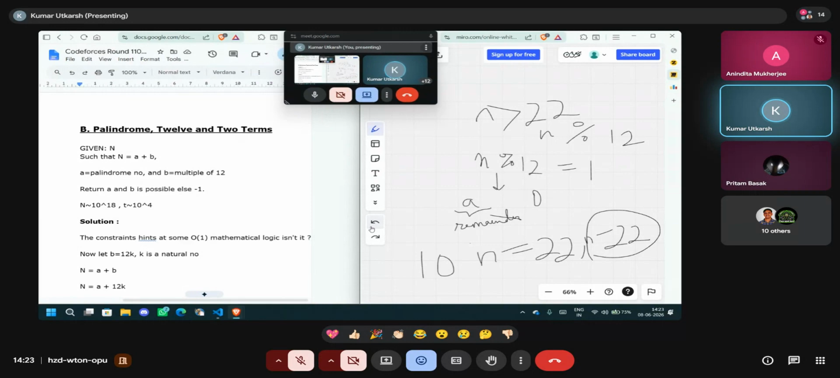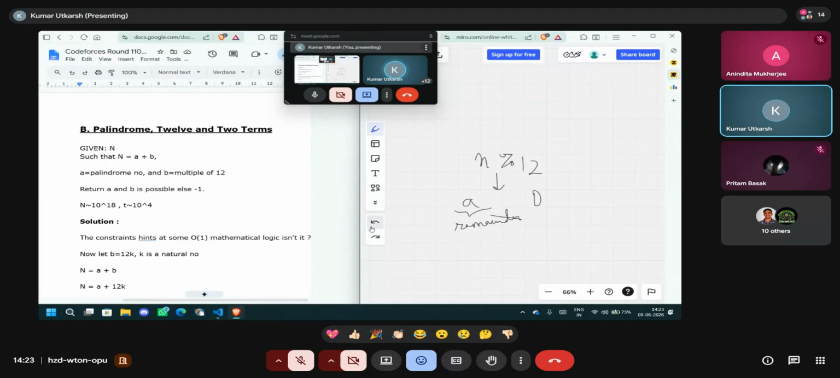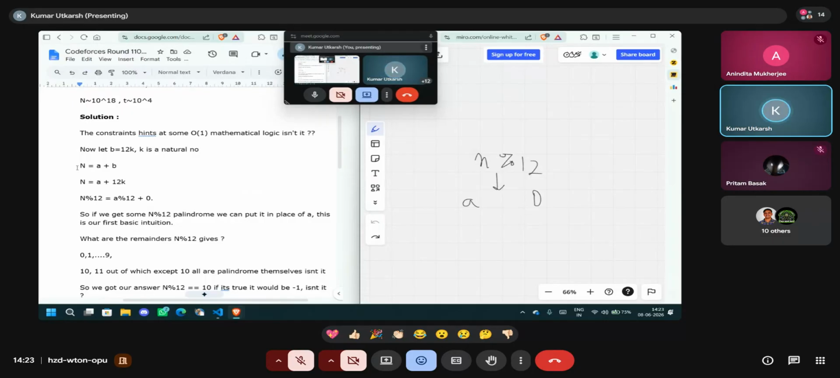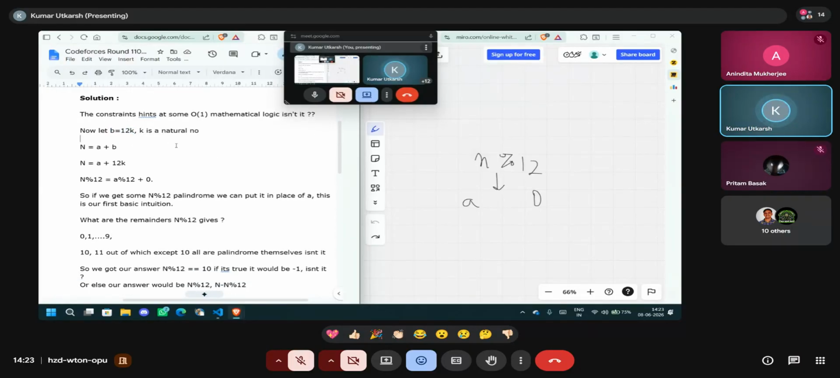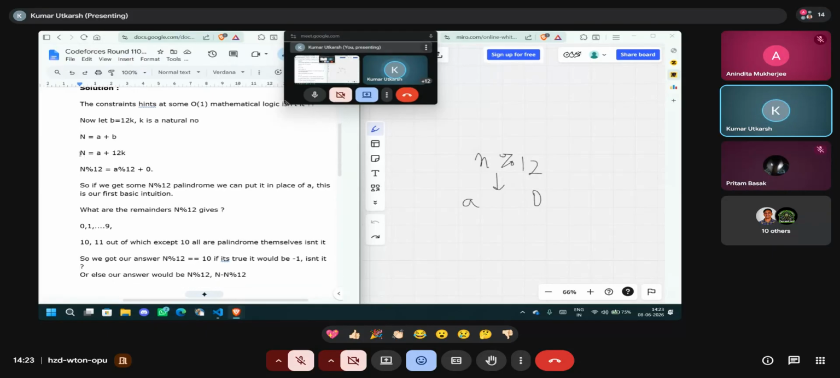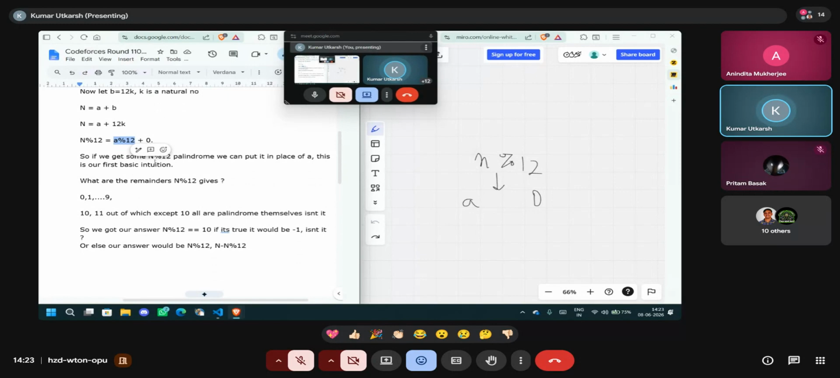Yeah. So let's see how we can prove it mathematically, as it's a straightforward maths question, right? So what do we do? First, let's look. n is equal to A plus B, right? Let us consider B is equal to 12k. Let k be a natural number. We know B is a multiple of 12, right? So n is equal to A plus 12k. So taking mod 12 on both sides, it's A mod 12 plus 0.